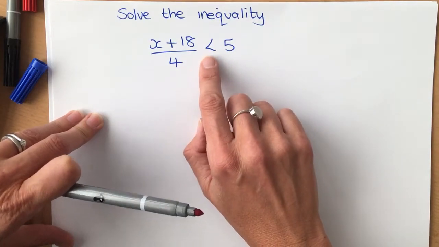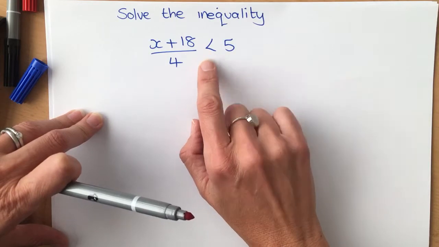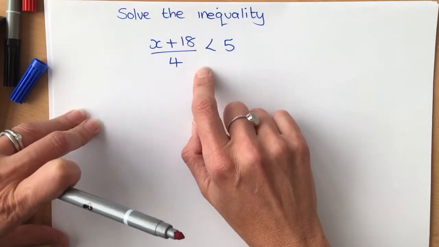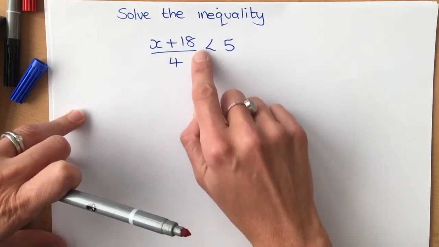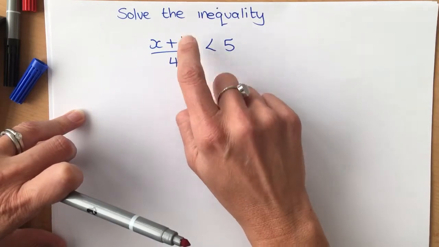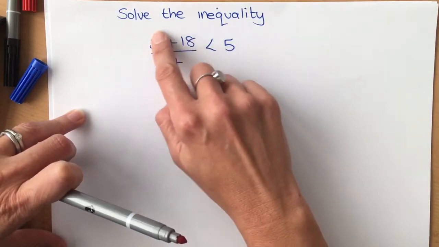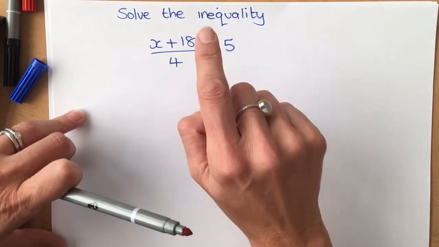We treat it like it's an equal sign when we solve, but we never replace it with an equal sign. It just stays as the inequality sign. So the first thing to do is we need to start thinking about how we're going to make x the subject. Now at the moment we have a 4 and we have an 18 that are on the same side of the inequality sign as the x, and we need to decide whether we're going to move the 18 or the 4 first.